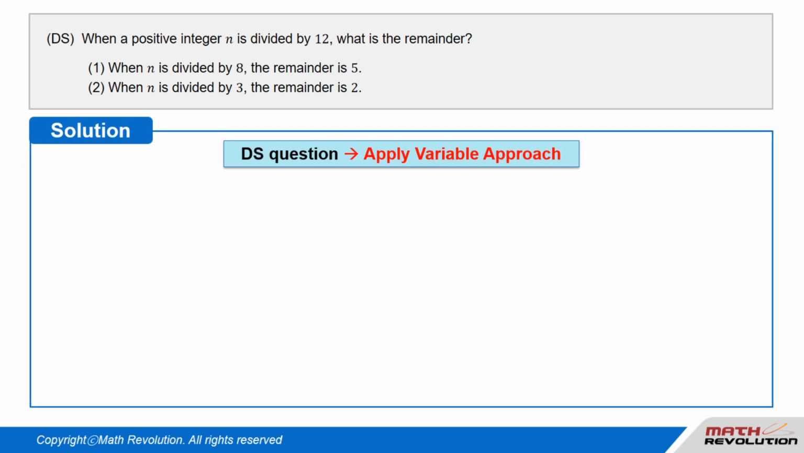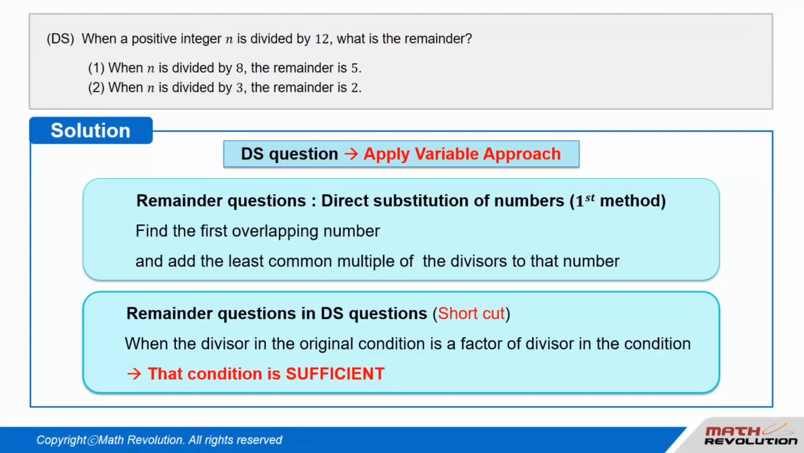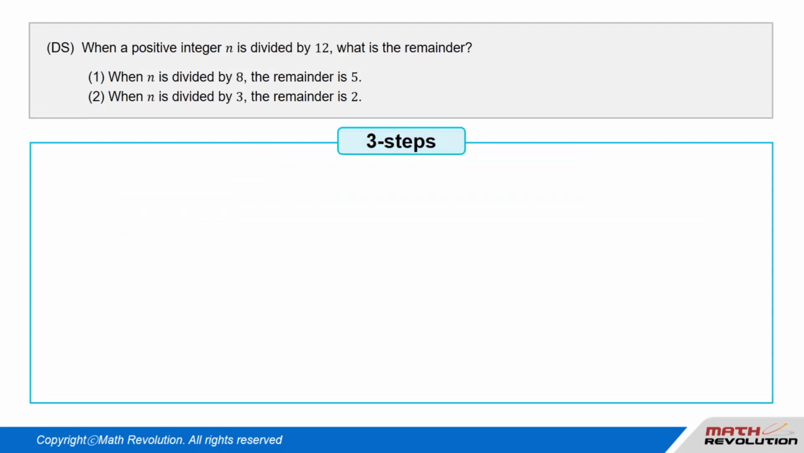Solution. Let us solve this DS question using the variable approach. Remainder questions in DS questions, shortcut. When the divisor in the original condition is a factor of the divisor in the condition, that condition is sufficient. Let's apply 3 steps of variable approach.